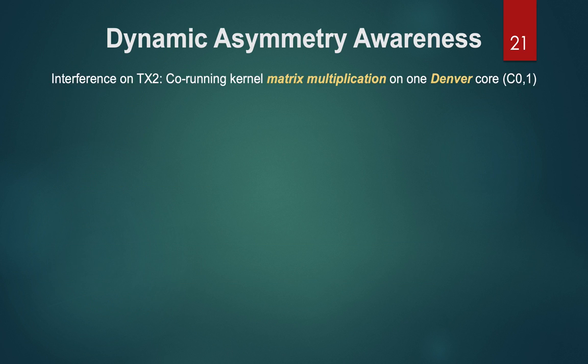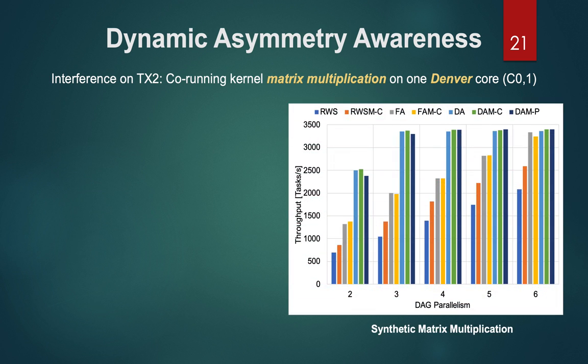Evaluation results. Firstly, we test how those schedulers react to co-running interference applications, and here is an experiment. It's conducted on TX2. The co-running background application is matrix multiplication on one Denver core, which is expressed as C01. This figure shows a throughput comparison on different DAG parallelism. The Y-axis is tasks per second, so higher is better.